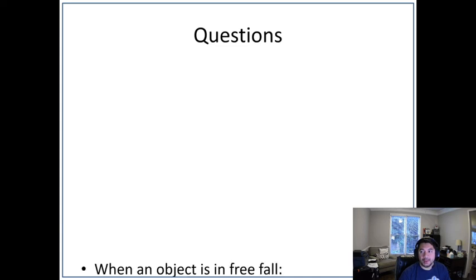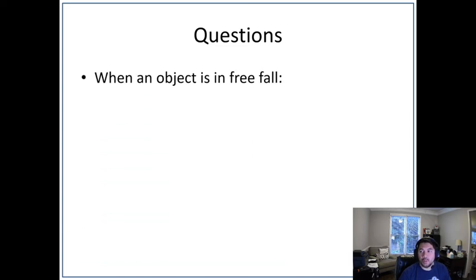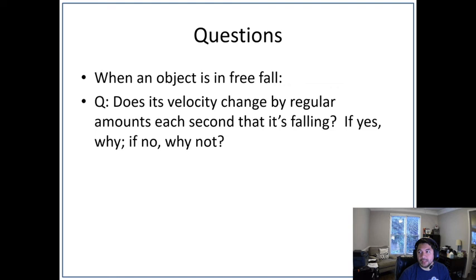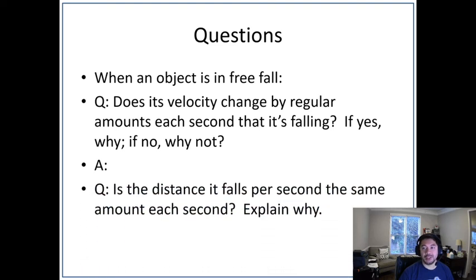Couple questions. When an object is in free fall, does its velocity change by regular amounts, or does its velocity change by differing amounts? The answer is that it constantly changes by the same amount, 10 meters per second squared. That's because gravity is constant.